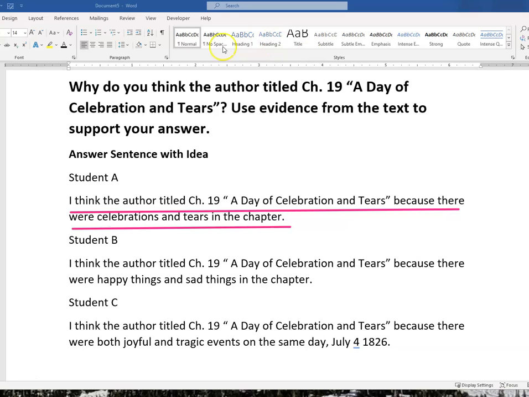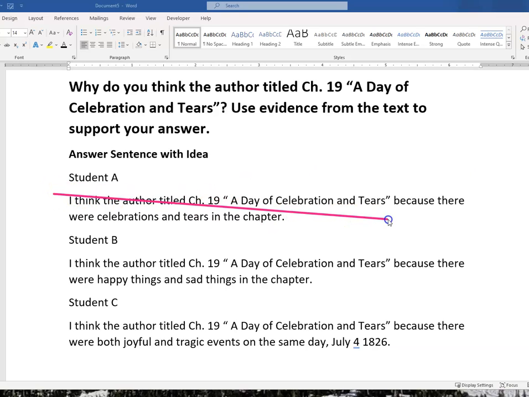Not really a fan of this one because basically the student just took the word celebration and tears from the question and put them right down here in the answer. So he didn't really explain it, he just sort of repeated the chapter title. So don't do that, boys and girls. I want you to use your own words when you're explaining to me what the chapter might mean. So please don't use that.